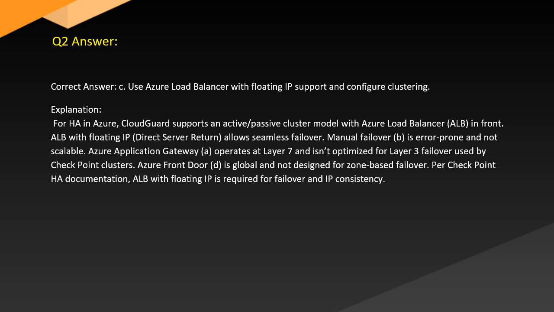Azure Application Gateway (A) operates at Layer 7 and isn't optimized for the Layer 3 failover used by Check Point clusters. Azure Front Door (D) is global and not designed for zone-based failover. Per Check Point HA documentation, ALB with floating IP is required for failover and IP consistency.